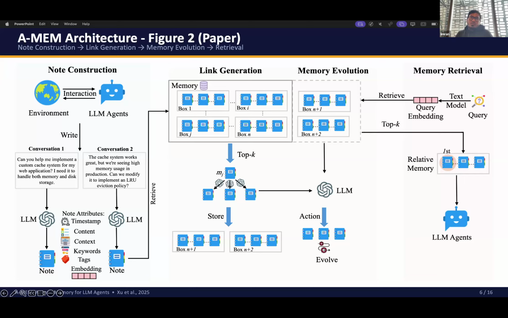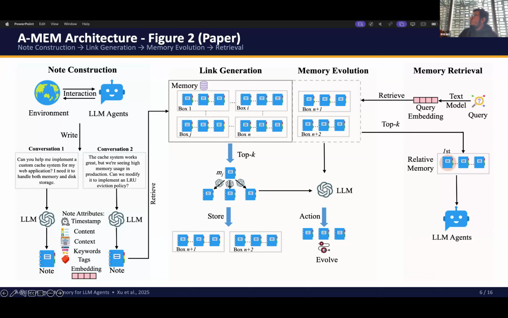And the links, the relations, are not predefined. For example, in graphs, we have predefined node edges, like person A has this property, person A belongs to this property. But in this case, these relations are not fixed. It is judged by the LLM. So that's the link generation.